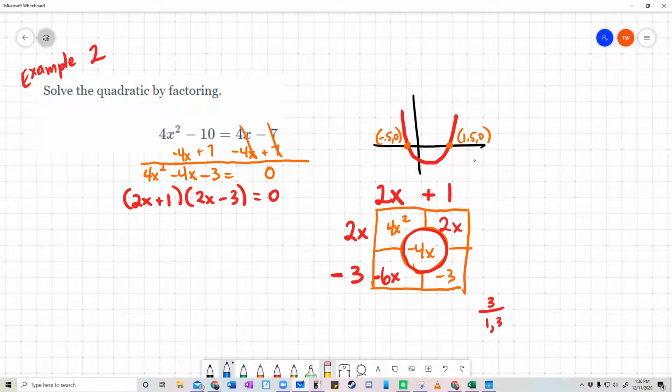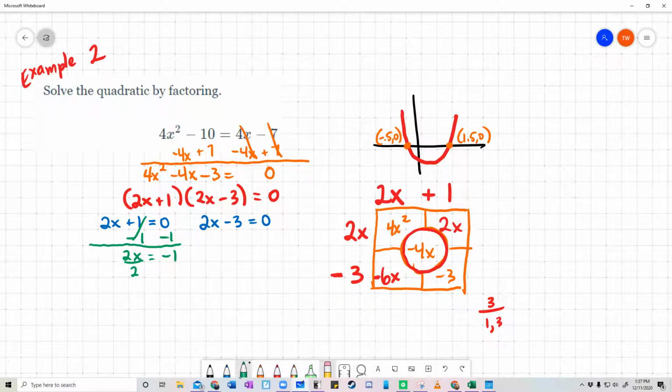And then I'll proceed to set each factor equal to 0 and solve for x. 2x plus 1 equals 0. 2x minus 3 equals 0. And then to solve the first one, I want to subtract 1 from both sides, which gives me 2x equals negative 1. And then divide by 2. We get 1x equals negative 0.5, right? Which matches with what we got in the graph. You could leave it as a fraction, or you could write it as a decimal. That's your choice. I'll just leave it as a fraction.